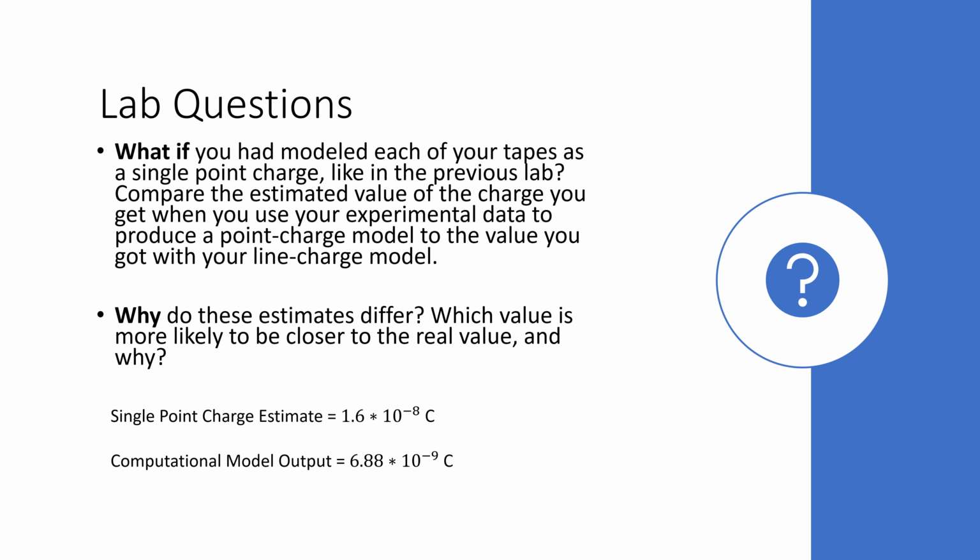It is obvious that the estimate determined by the computational model is much smaller than that determined by the single charge model. This is the case because the single point charge model treats the entire length of tape as being one single point charge located at the center, whereas a computational model iteratively sums the charges along the length of the tape. The value determined by the computational model is more likely to be closer to the real value because it more accurately represents the tape as being a length of charges rather than one charge located at the very center.